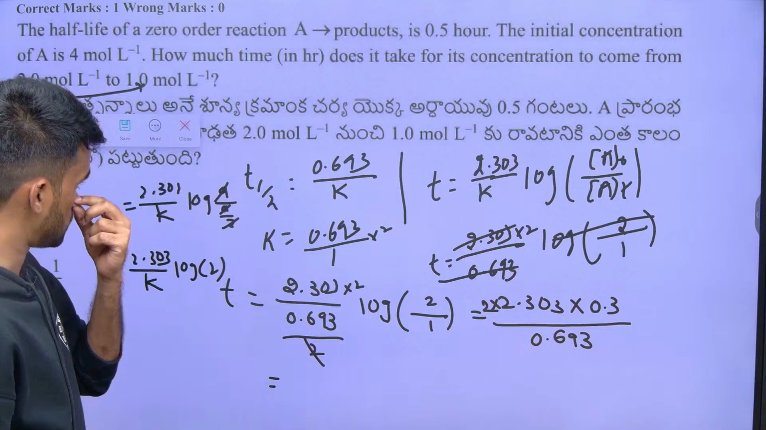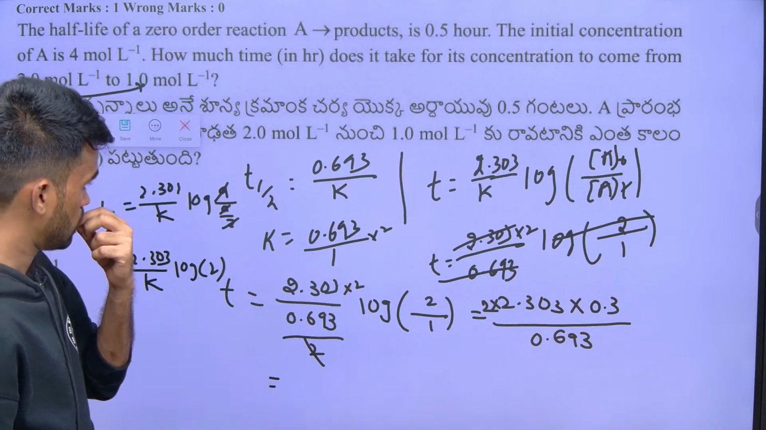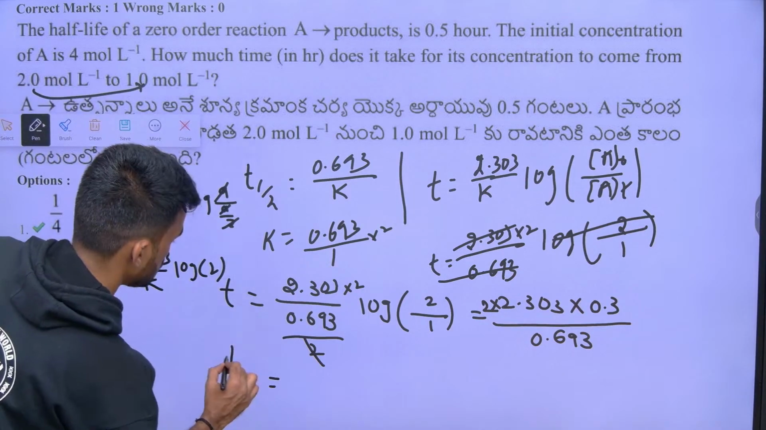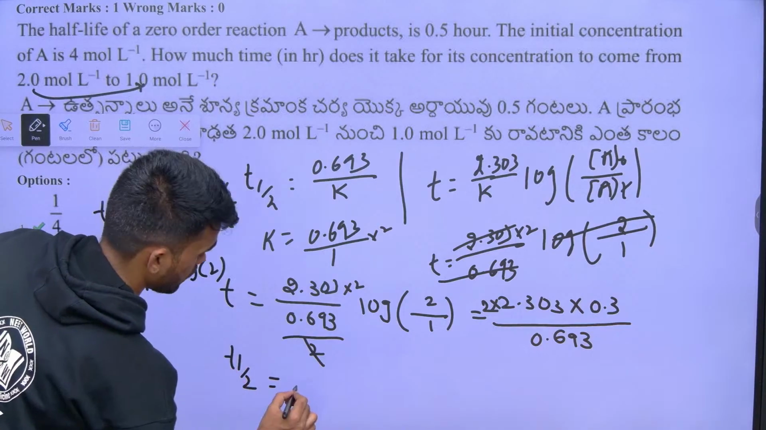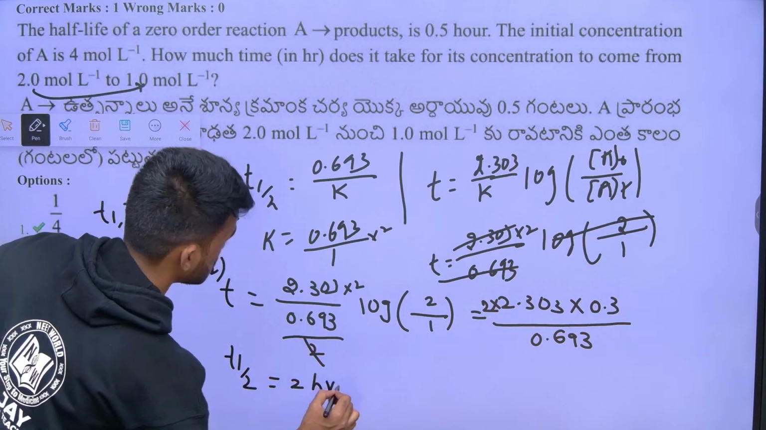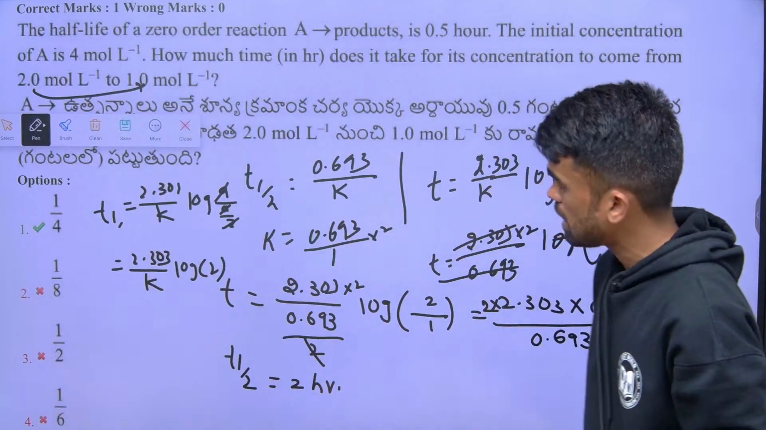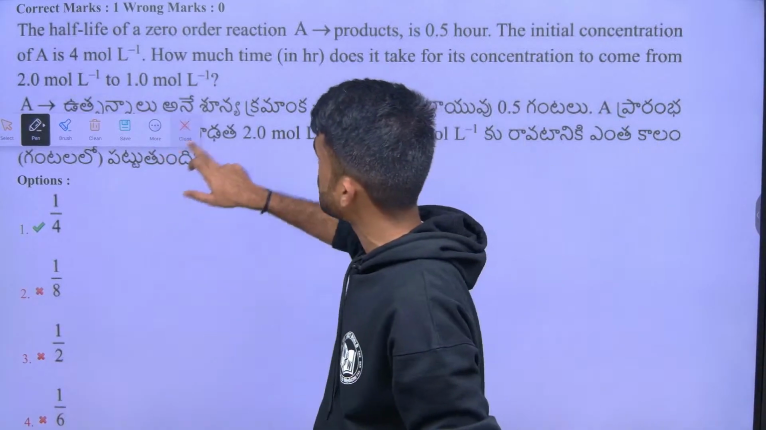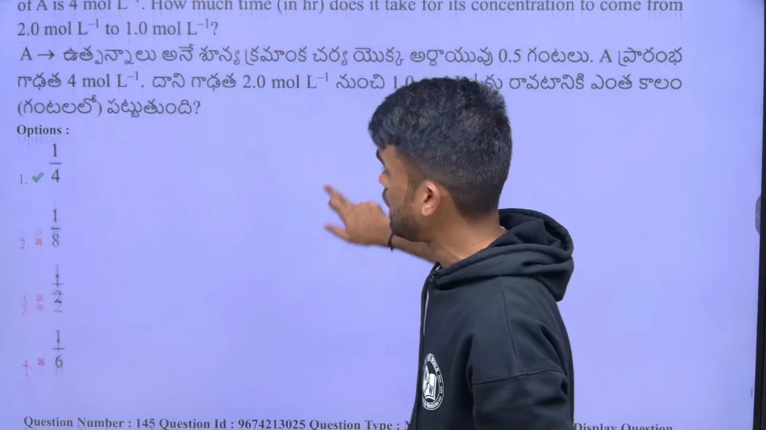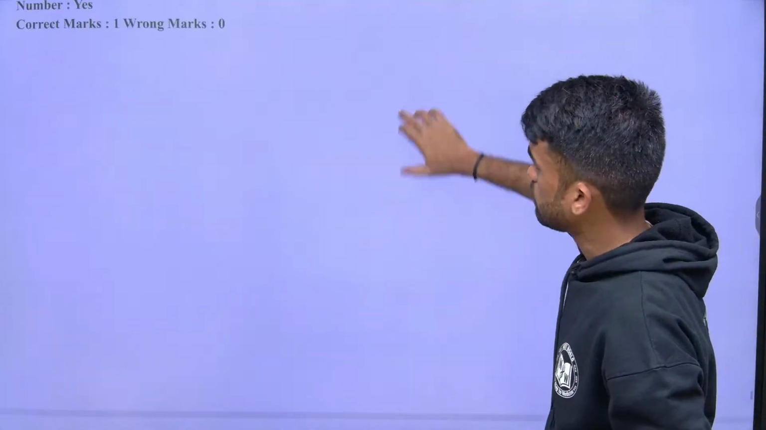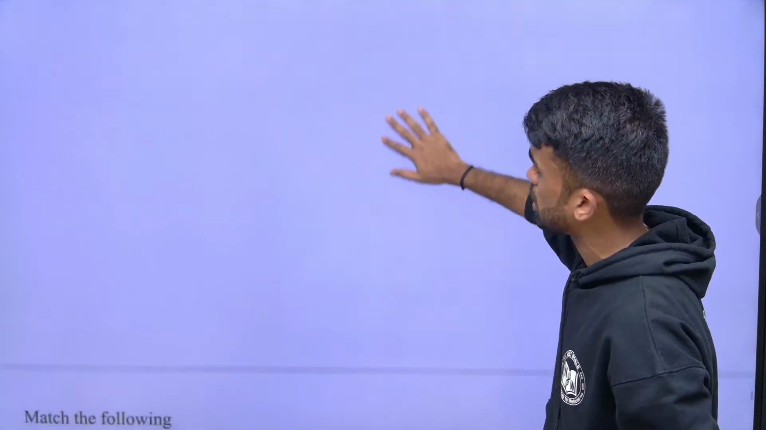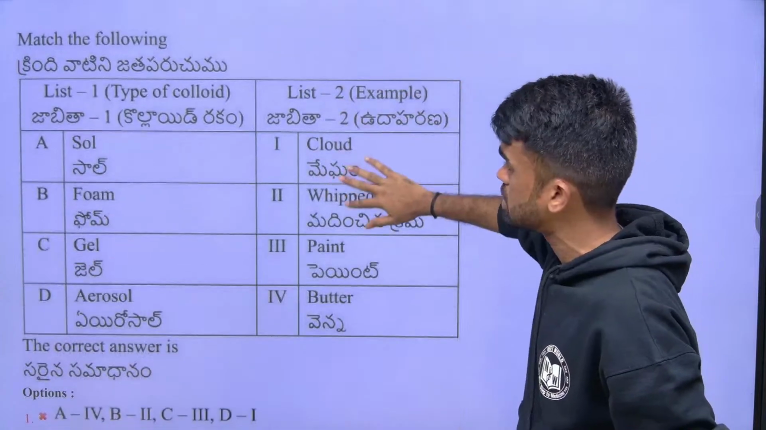K is 0.603. So we are getting the value of T half as 2 hours, but it is not there in the options. Let us remember this question, number 144. At the end of the session we will do it once again. If there is any confusion, we will rectify it, or we'll check whether their answer is correct or not.